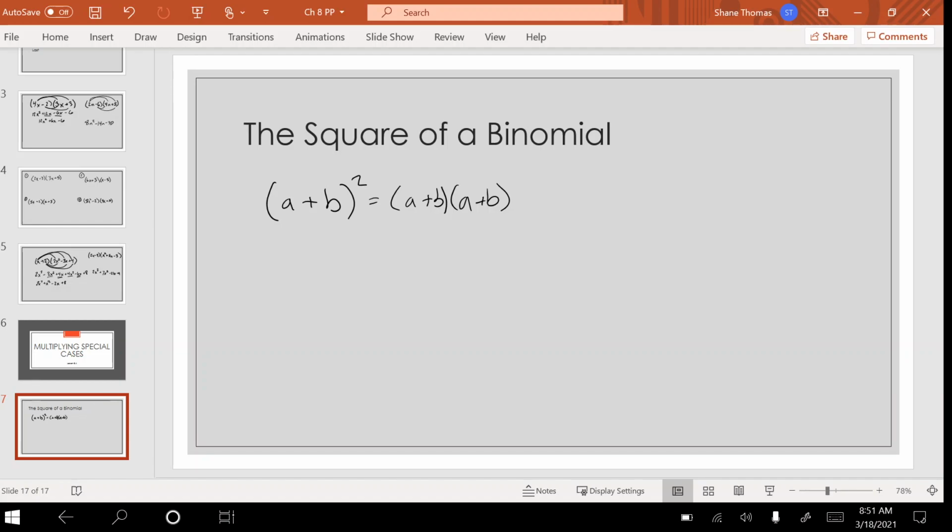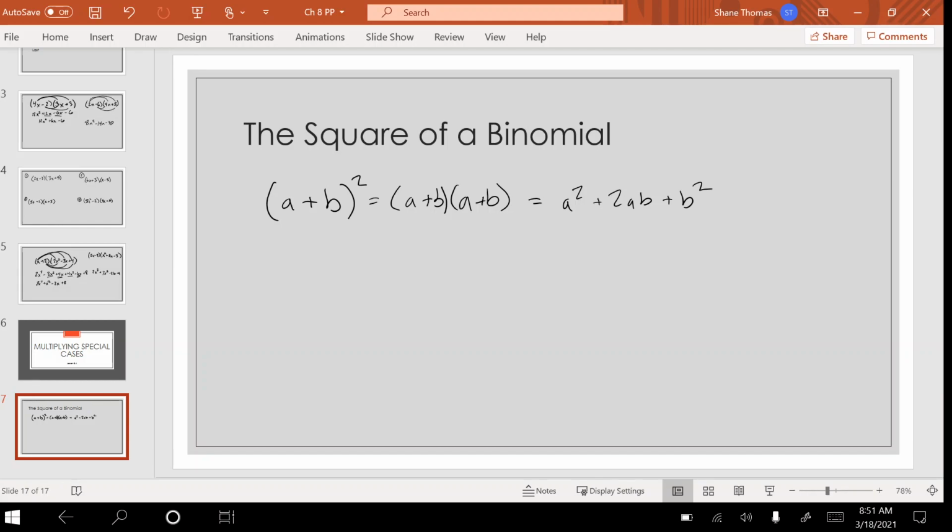Now if you ever have it in this form, where you have one thing plus one thing, quantity squared, you're going to end up with a squared plus 2ab plus b squared. Okay, so I'm going to show you a kind of shortcut. Square the first term, multiply the two together times 2, square the last term.